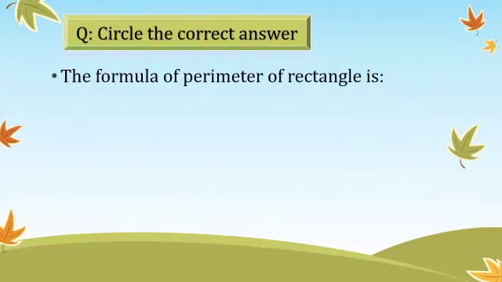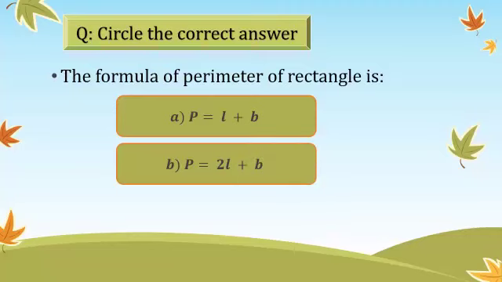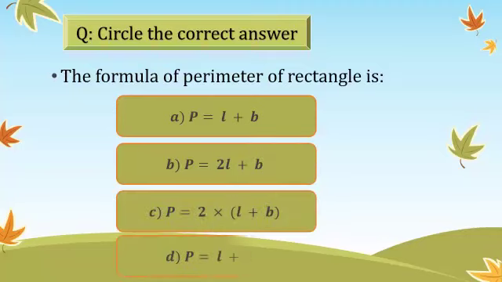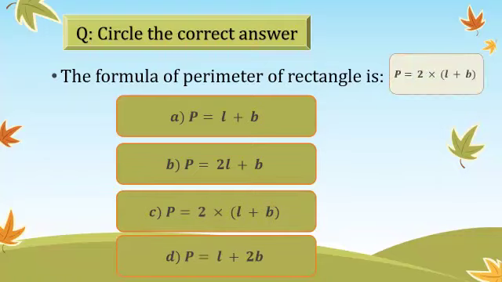Let's see some examples of multiple choice questions. First multiple choice question is: the formula of perimeter of rectangle is. You will be given 4 options and you have to select one answer. Since you all know that perimeter of rectangle can be measured by the formula P is equal to 2 times (length plus breadth), the answer is option C.